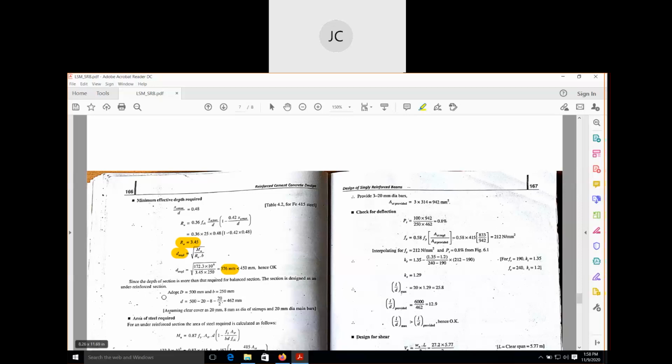So, under-reinforced section, therefore we will adopt the assumed value. Our total depth will become 500. Width will be this much. Okay, so now we have to see this. What is this? Can anyone tell me how we have got this value?